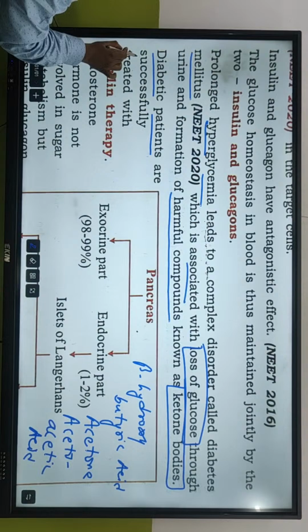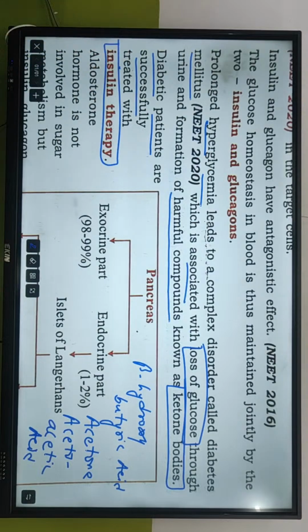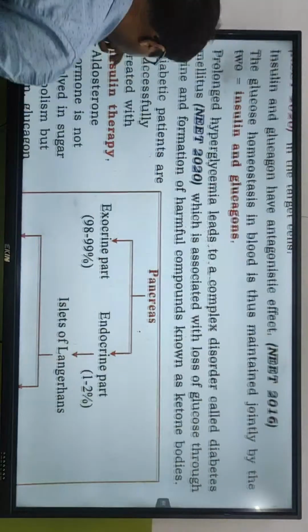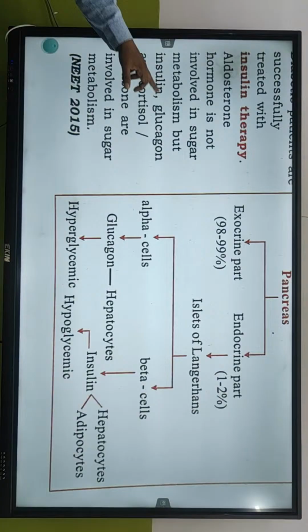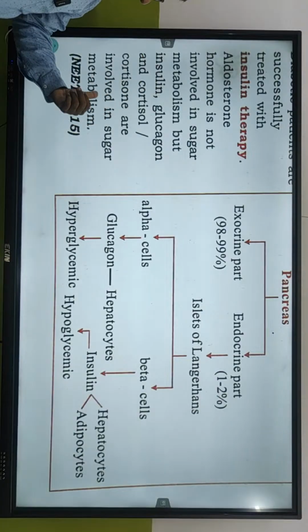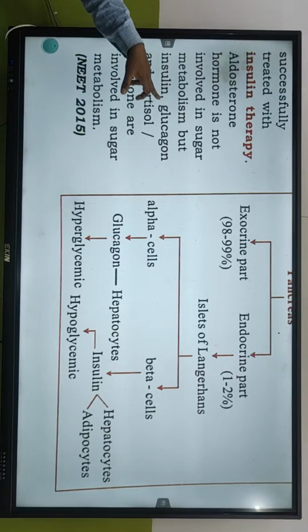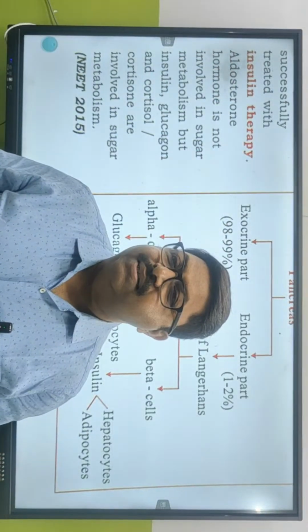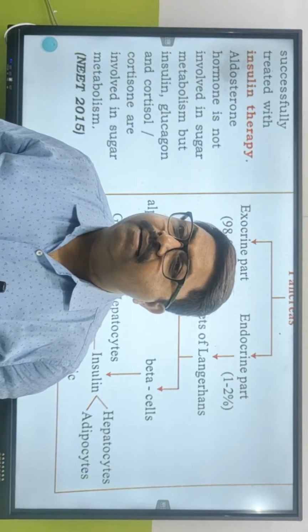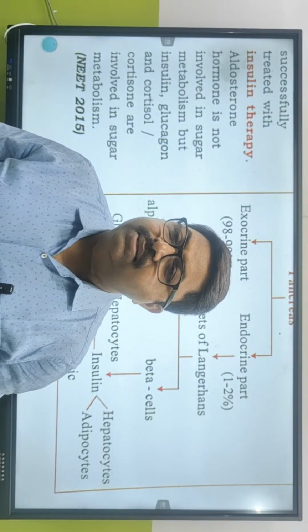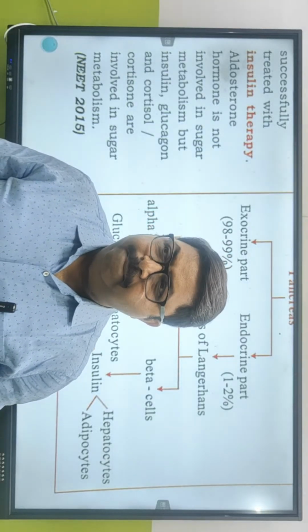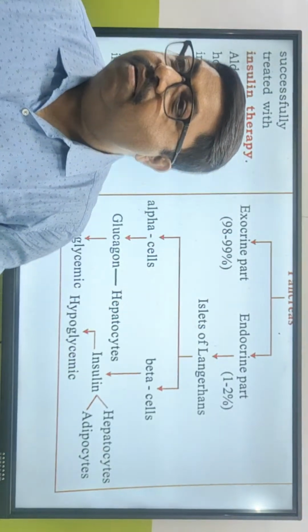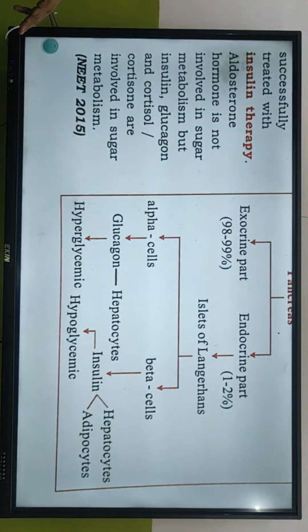Diabetic patients are successfully treated with insulin therapy. They need insulin therapy. The aldosterone hormone is not involved in sugar metabolism, but insulin, glucagon and cortisol are involved in sugar metabolism. Insulin and glucagon are both from the pancreas, and cortisol also helps carbohydrate metabolism. Remember, they are glucocorticoids, secreted from the adrenal cortex. Which part? Tell me, the three layers. It is secreted from the zona fasciculata.